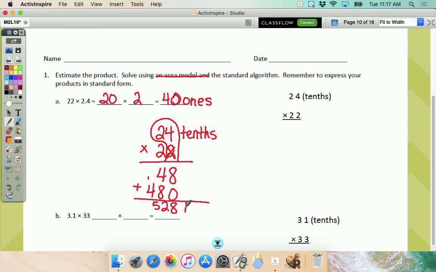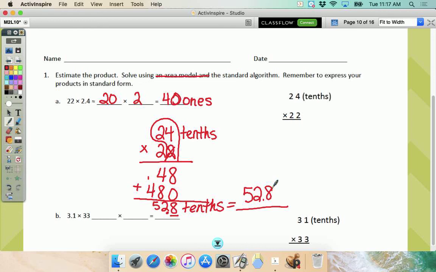Okay, but this is tenths equals line. How many digits do I underline for the tenths place? 1. Place the decimal in front. So it's 52.8. And what was my estimate? 40. So we're fairly close, aren't we? 12 away.